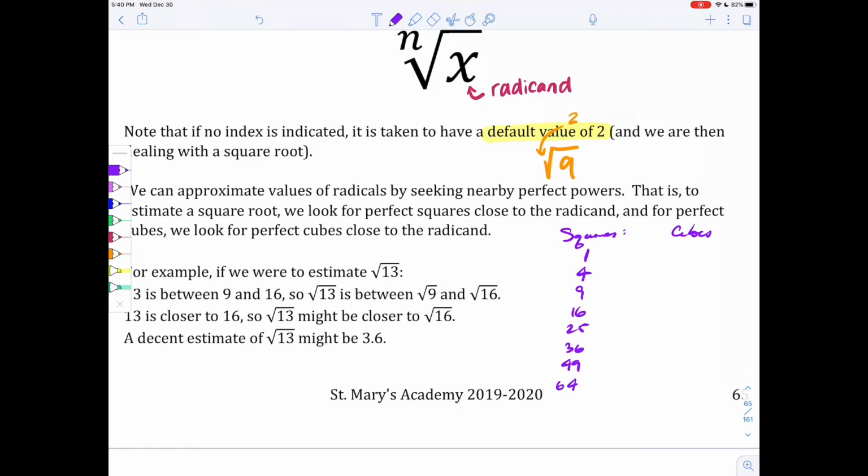And similarly, you're going to want to know some perfect cubes, like 1 to the power of 3. 1 times 1 times 1 is 1. 2 times 2 times 2 is 8. 3 times 3 times 3 is 27. 4 times 4 times 4 is 64. And you can keep going with these as necessary. But do make sure you can identify perfect squares and perfect cubes.